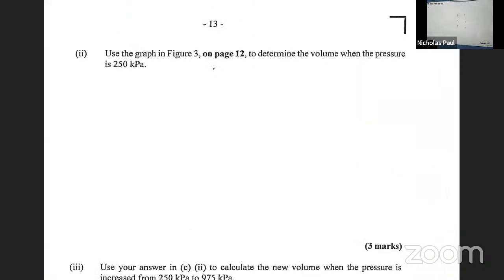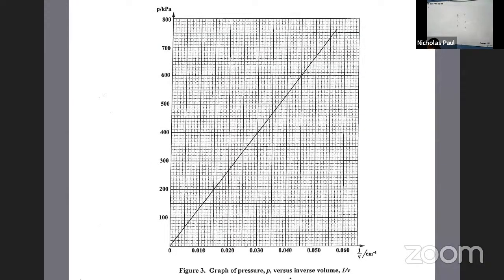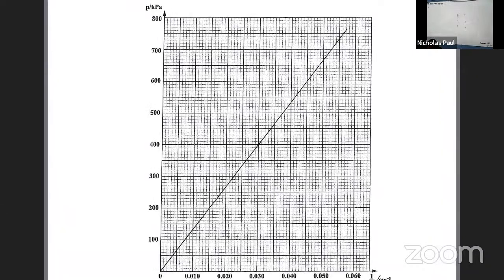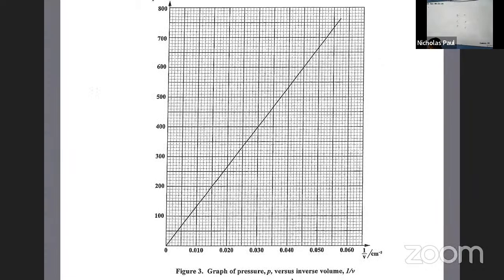Use the graph in figure 3 to determine the volume when the pressure is 250 kilopascals. How are we doing that? Let's go back to the graph. 250. You go up to 250 and then come down here, right? What do you get? 0.019. That's it? Got the inverse, right?